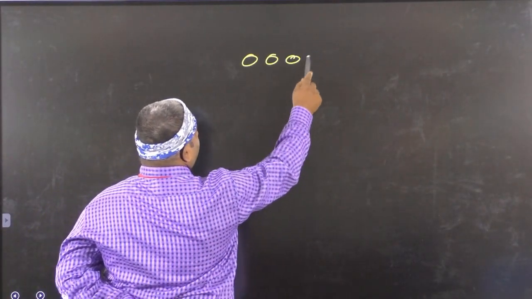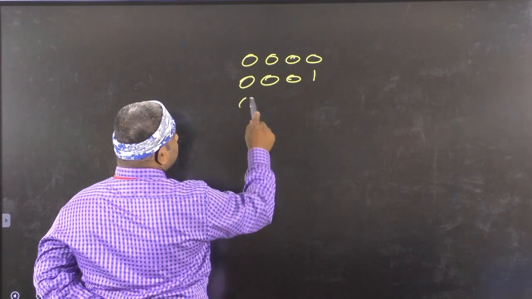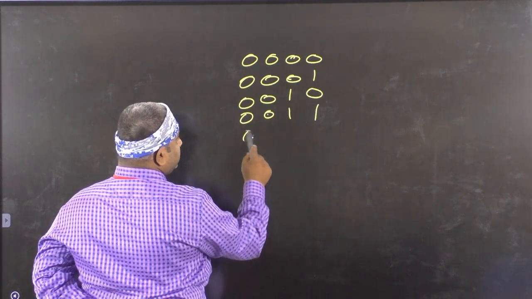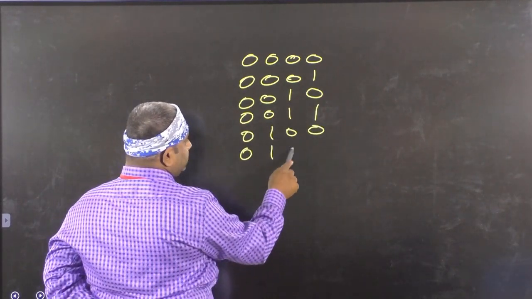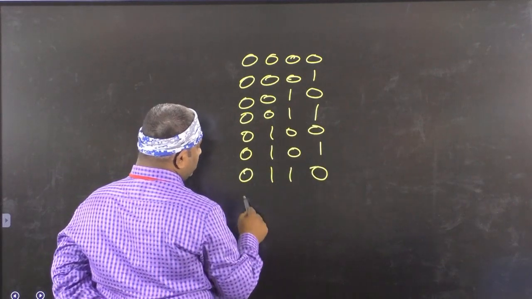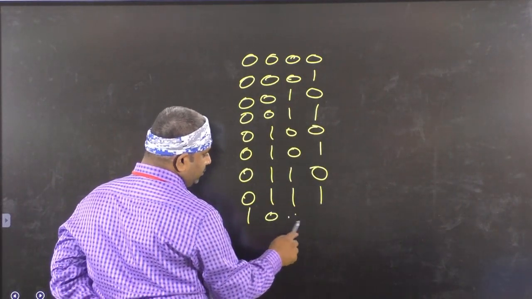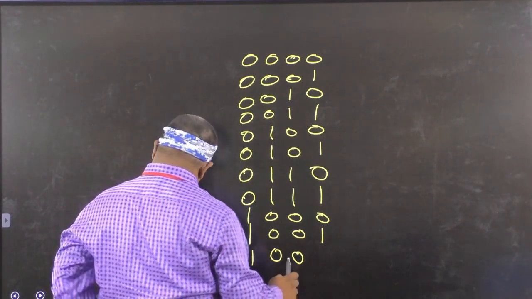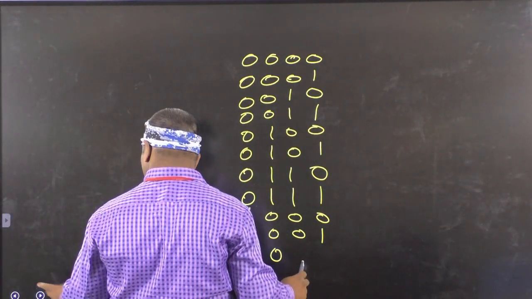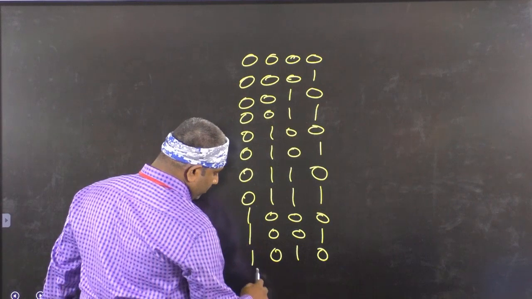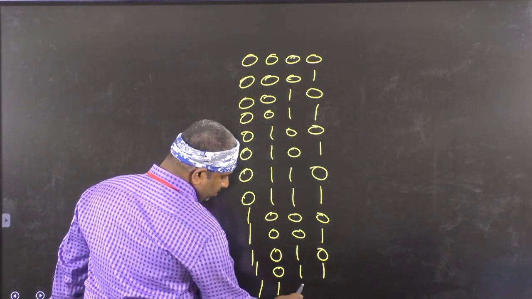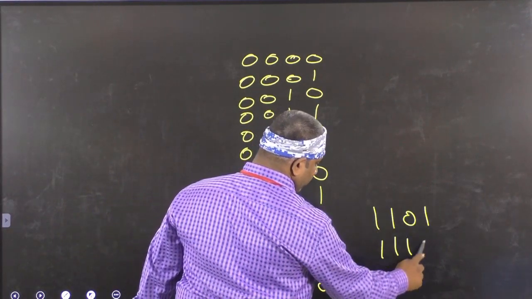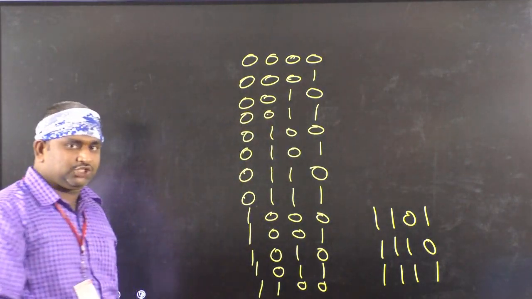Here I am writing all the combinations. So see here, 0000, 0001, 0010 and 0011, 0100 and 0101, 0110, 0111 and 1000 and 1001, 1010, 1011, 1100 and 1101, 1110 and 1111. These are the total 16 possible combinations.